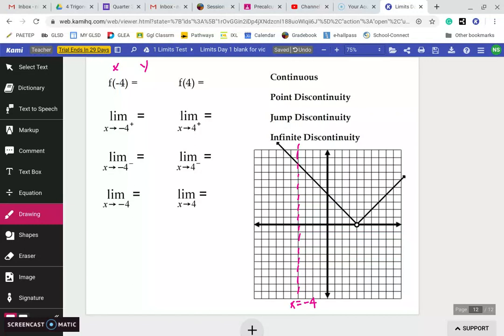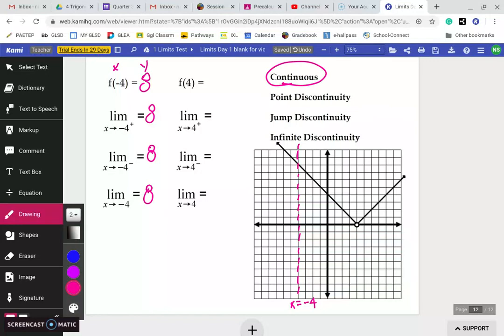So my value there is going to be 8, my function value. The limit from the right is 8, from the left is 8, and overall is 8. It's all 8s because it's continuous. I could draw right through that value without lifting my pencil, so it is going to be continuous.